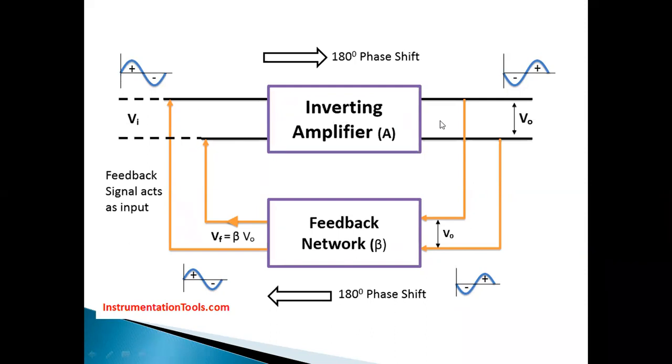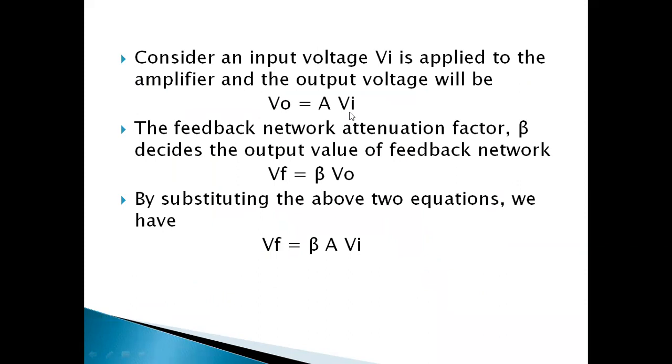So Vi is the input voltage and V0 is the output voltage of the amplifier. What is the output voltage if we apply some Vi? We know the gain of the amplifier is represented as A, and that is the ratio of output voltage to input voltage. So A is equal to V0 by Vi. From that equation, V0 is equal to A into Vi. This is the output voltage of the amplifier.